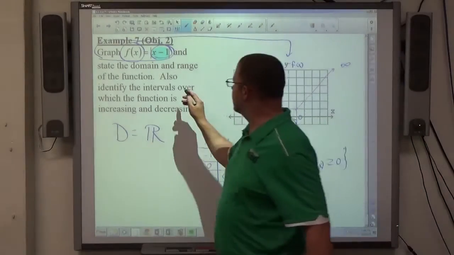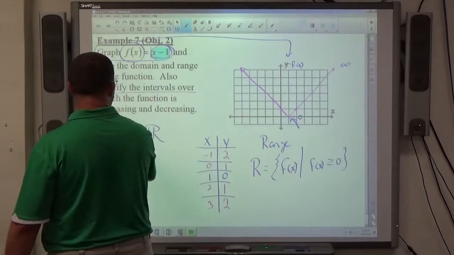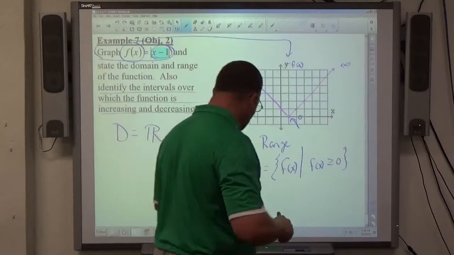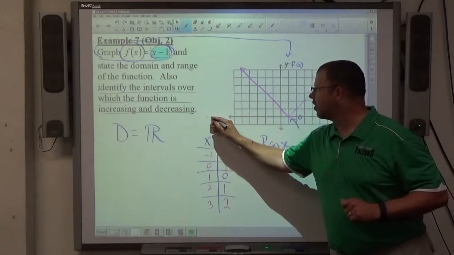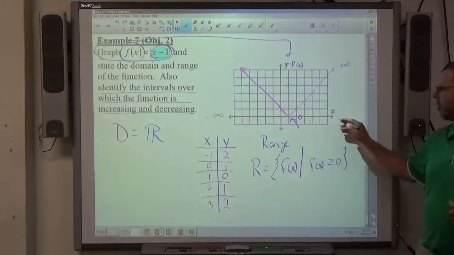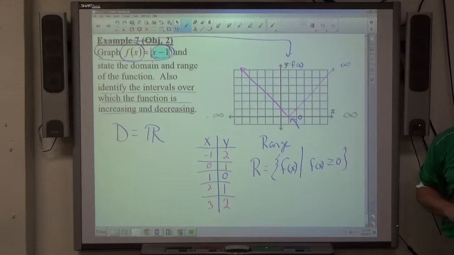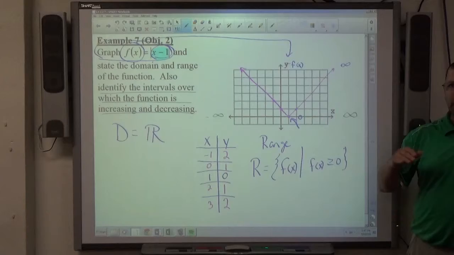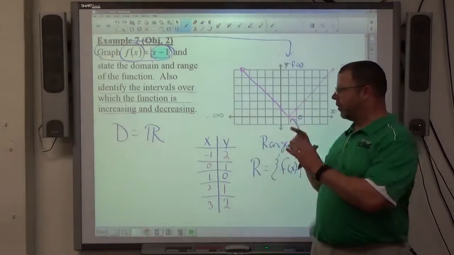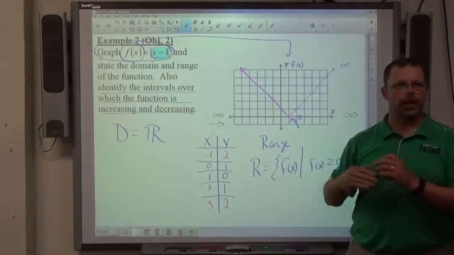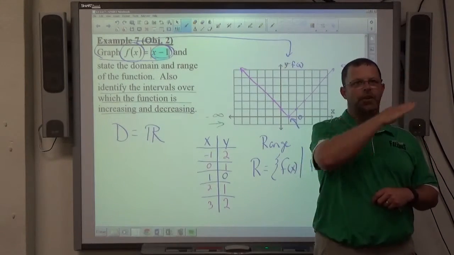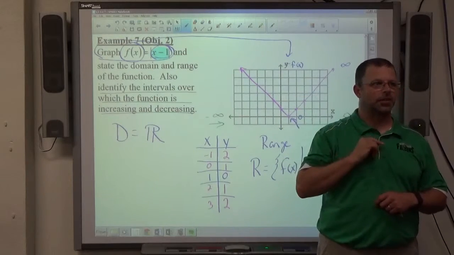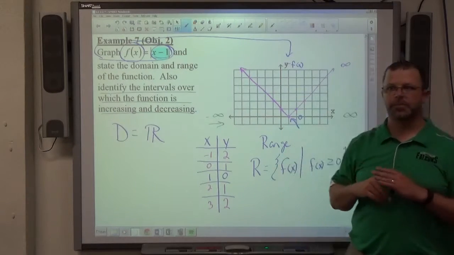All right, and the final thing here, it says identify the intervals over which the function is increasing and decreasing. Okay, so here I want to paint a mental picture for you. We're driving in a car. We're going to start at x equals negative infinity. We're going to end our trip at x equals positive infinity. It's going to be a long trip. Okay? If I'm driving, I always drive from here to there. We always drive in this direction. Okay? If I'm driving and I'm going down a hill, the function is decreasing. If I'm going up the hill, the function is increasing. If it's flat, that's a constant. It's not increasing or decreasing, okay?